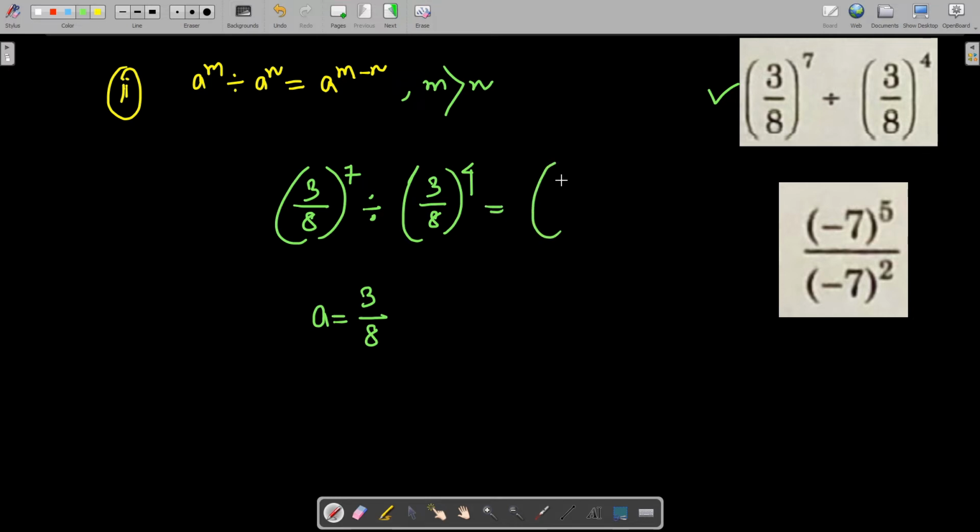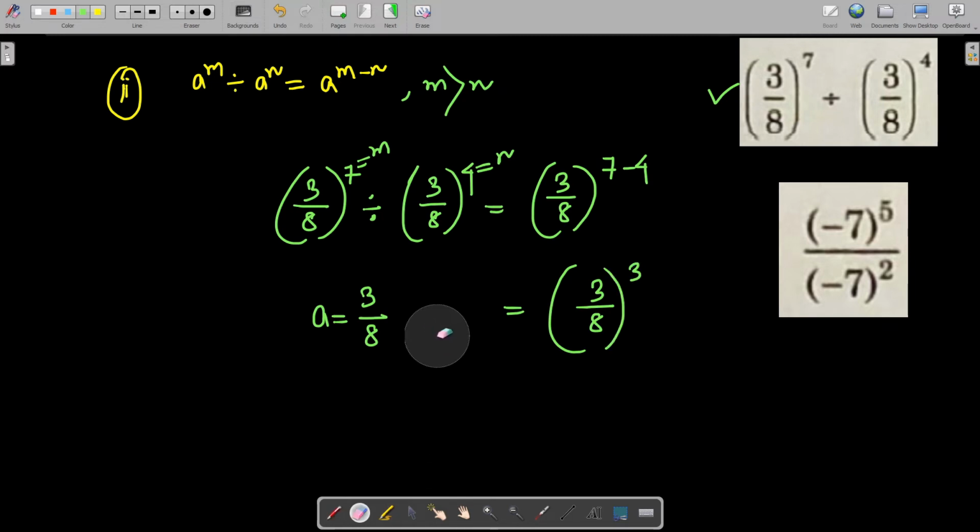So the answer will be (3/8) to the power, we'll have to do m minus n. What's the m here? 7 is the m, 4 is the n. So it will be 7 minus 4. So the answer will be (3/8) to the power 7 minus 4, that is 3. That's the answer for this question. Let's try the next question.